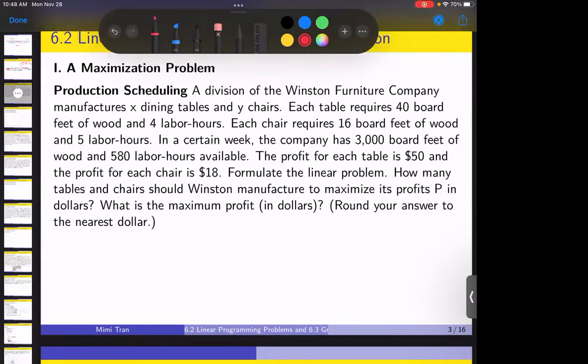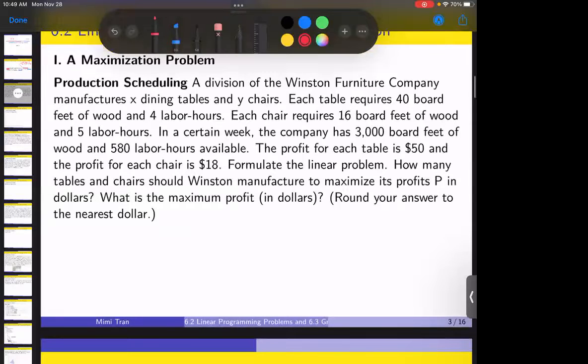A division of Winston Furniture Company manufactures x dining tables and y chairs. That's your variables right there. That's nice, they define it for us. Each table requires 40 board feet of wood and 4 labor hours. Each chair requires 16 board feet of wood and 5 labor hours. In a certain week, the company has 3,000 board feet of wood and 580 labor hours available. The profit for each table is $50, and the profit for each chair is $18.